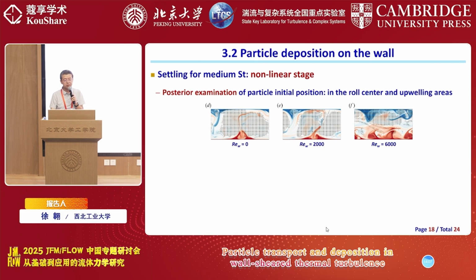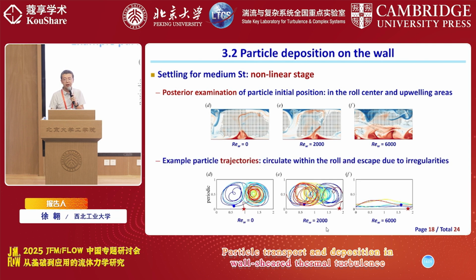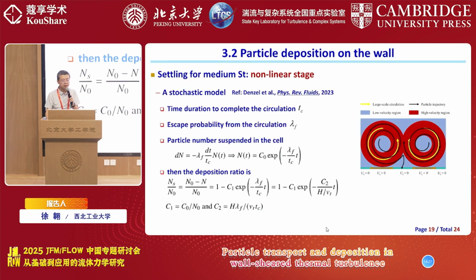center and upwelling areas. And we also provide the typical particle trajectories. We can see that they circulate within the roll. However, due to some irregularity, they will escape and eventually deposit on the wall. This is for the nonlinear stage. Okay, then, based on the idea of stochasticity, we propose a stochastic deposition model.